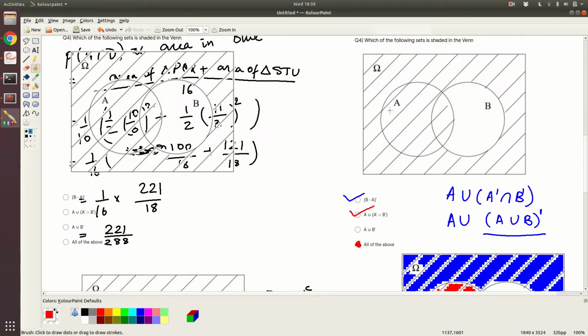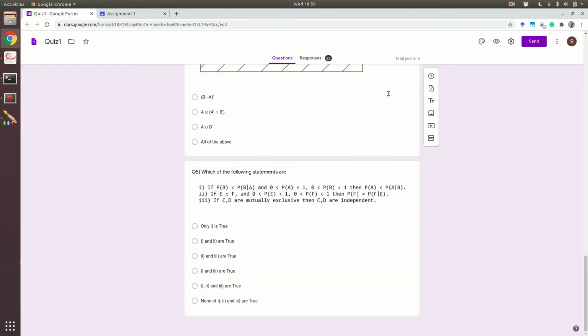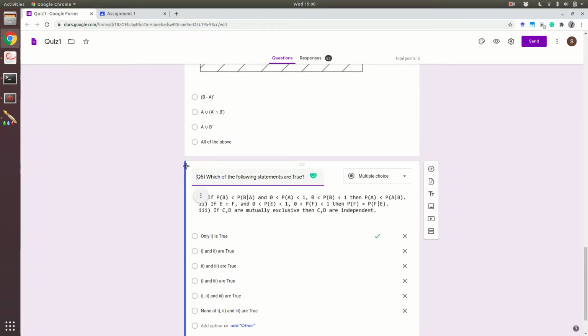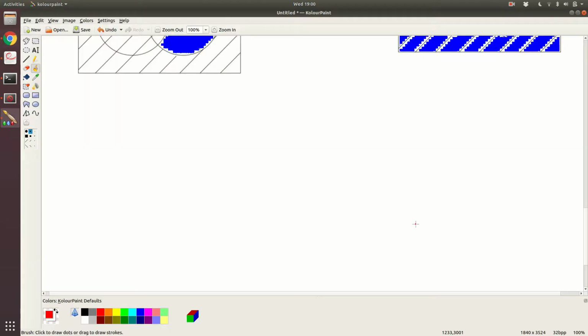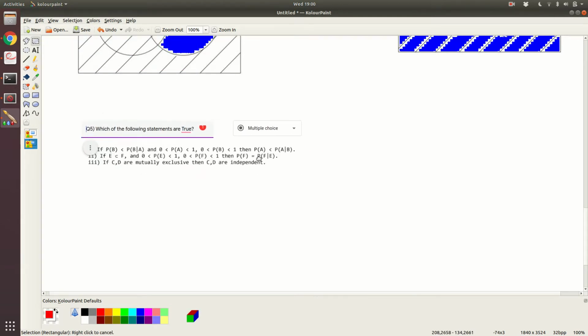All right. So this was for question number 4. Let's do the last one. Okay, so the last one is like this. So there are 3 statements. I don't know, while I copied, something happened here. This is 1, this is 2, this is 3. We are asking which of the following statements are true. So let's examine each statement.